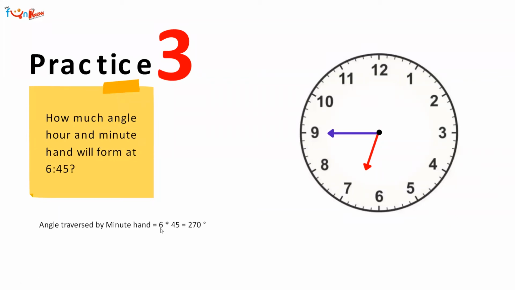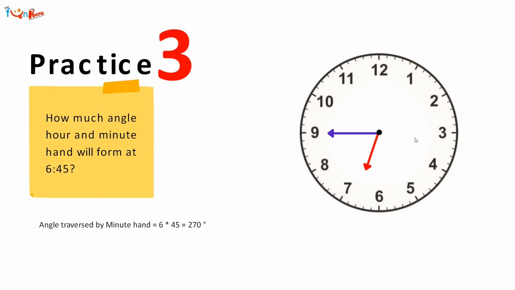The angle traveled by the minute hand: we know in 1 minute it moves 6 degrees. So in 45 minutes it will move 6 times 45, which is 270 degrees. So this angle up till here is going to be 270.